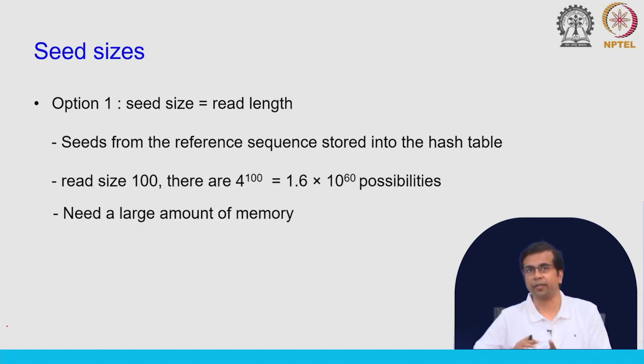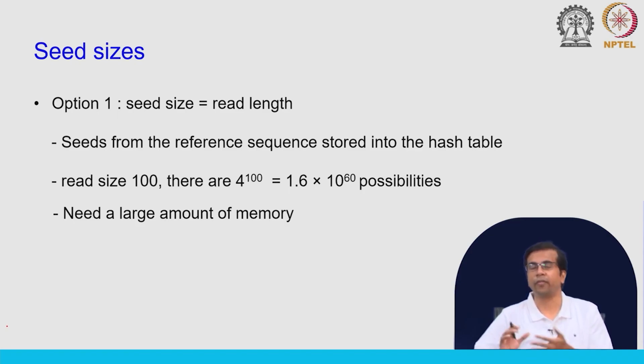If you have read size 100, there are about 4 to the power 100 possibilities. Why is that so? Because for each position you can have either A, T, G or C. If you consider all possible combinations for these 100 positions, this will be 4 to the power 100, which comes out to around 1.6 times 10 to the power 60 possibilities. This is a really huge number. Of course, in a genome sequence perhaps you will not have so many of them. You probably will not get all of these combinations, but at least you will get a large fraction of these. Even if it is 10 to the power 20 or so, that is still a huge number to store.